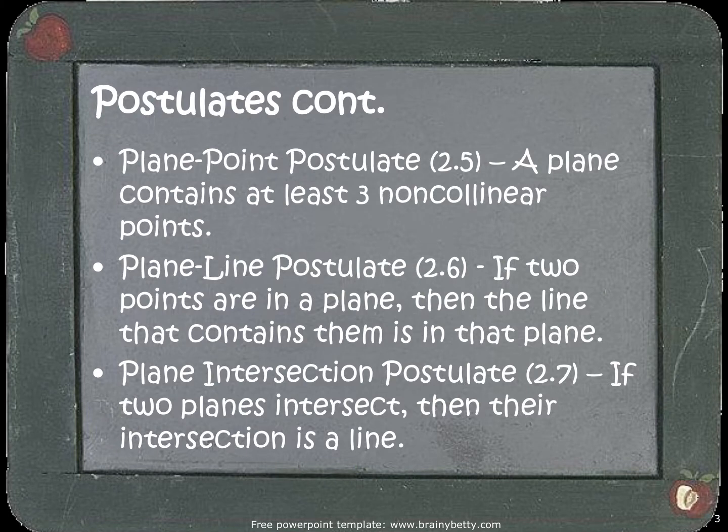The next one is called the plane point postulate. And what this one states is a plane contains at least 3 non-collinear points. Okay, it could be more, but it needs at least 3. So 3 or more. Then the next one, the plane line postulate, states that if 2 points are in a plane, then the line that contains them is in that plane.